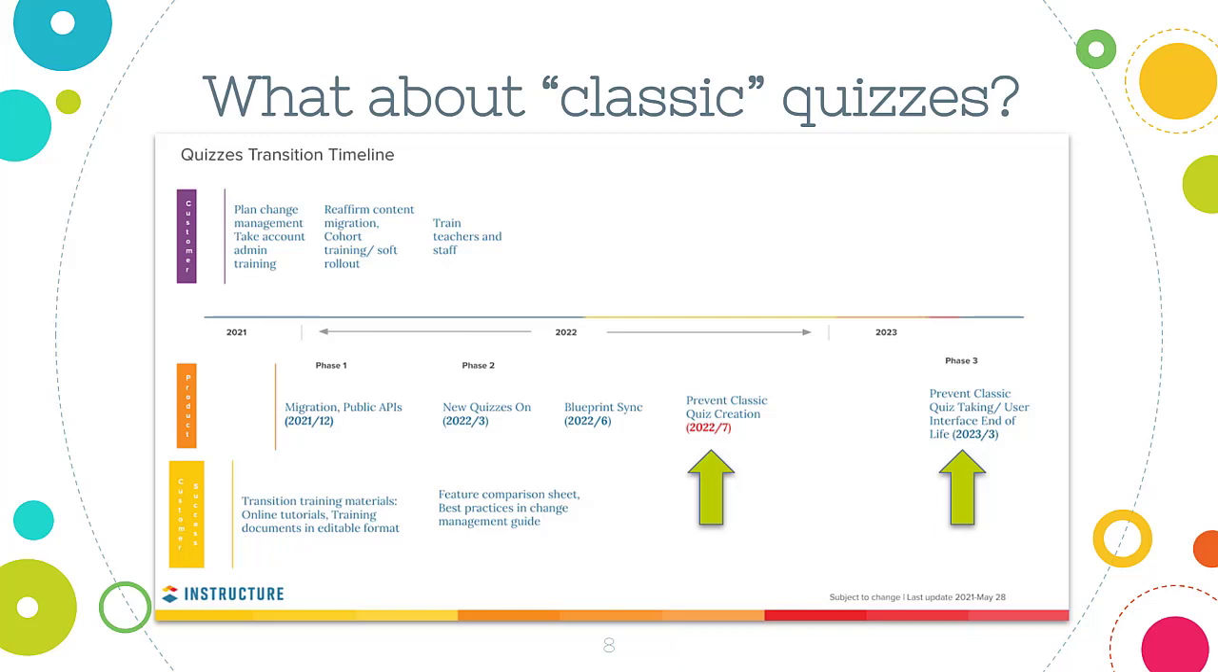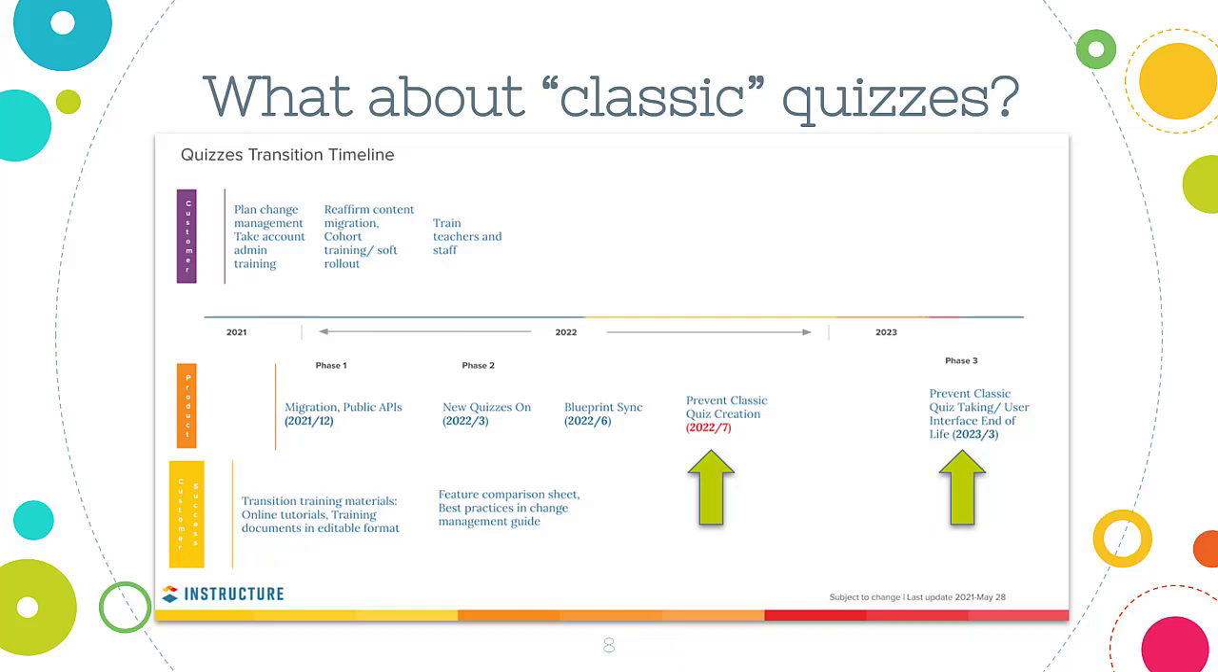So it's not that your classic quizzes are suddenly going to disappear, but starting next summer in July 2022, you won't be able to create any new quizzes using the classic quiz engine. So at that point, any new quiz you create will have to be made using the new quizzes engine. And then a few months later, in March 2023, students will no longer be able to take classic quizzes.